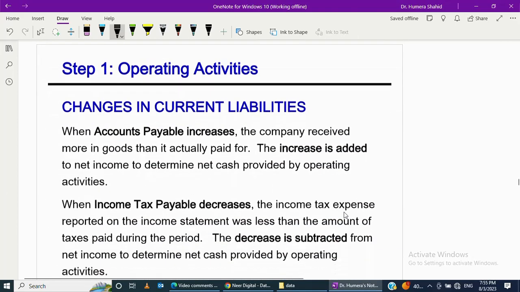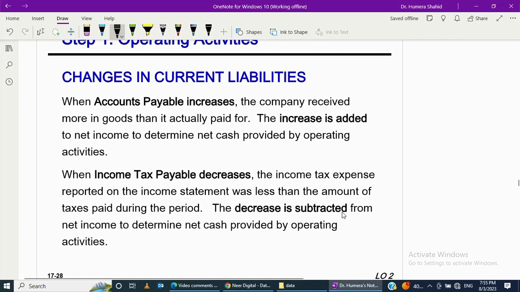Let's move on towards the current liabilities. In current liabilities, two current liabilities are there. We have accounts payable and we have income taxes payable. Accounts payable were increasing. It means that current year expenses, you did not pay the money for them. So when the accounts payable increases, you add them back because expenses which are subtracted from your income statement, you did not pay for them. Like let's suppose an example, you have salaries expense in income statement. In current liabilities, you have salary payable.